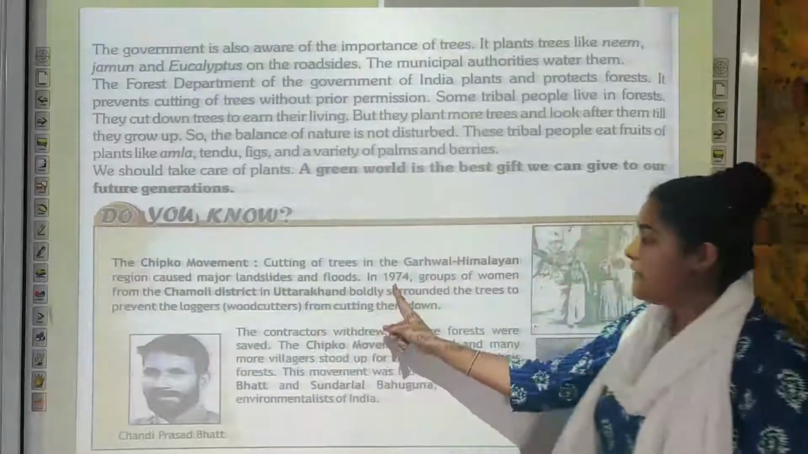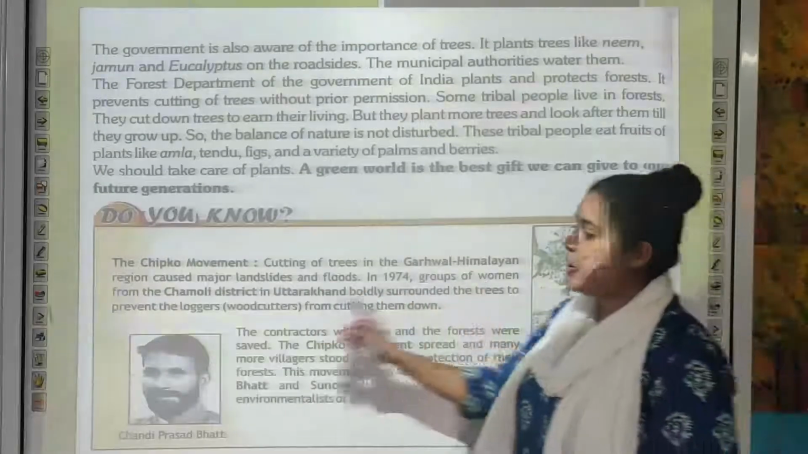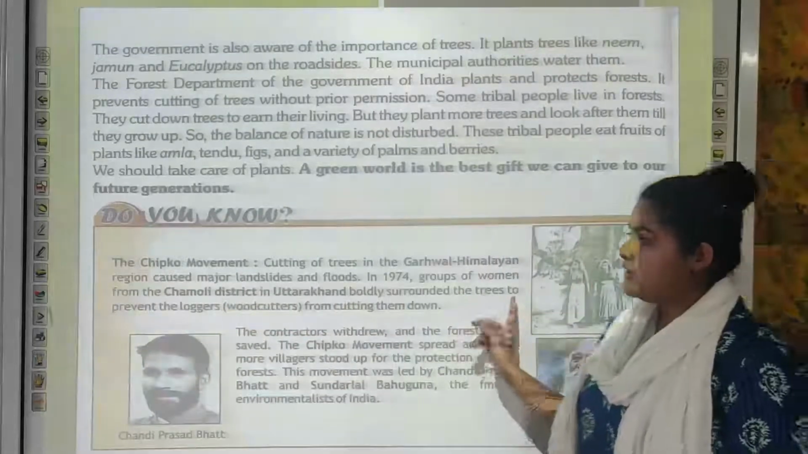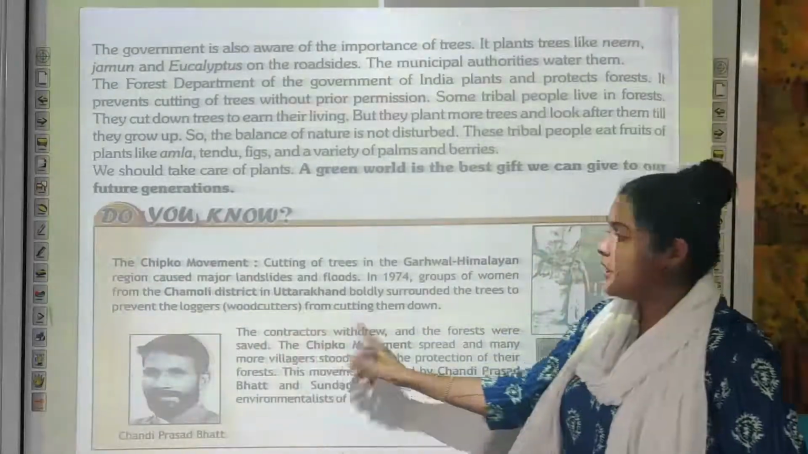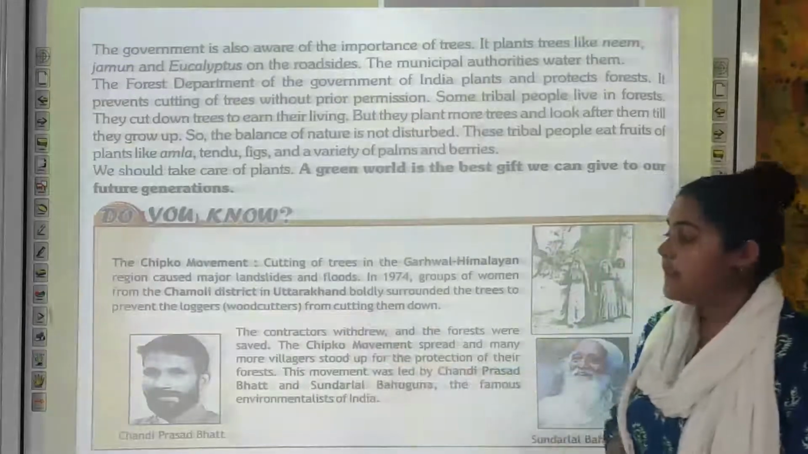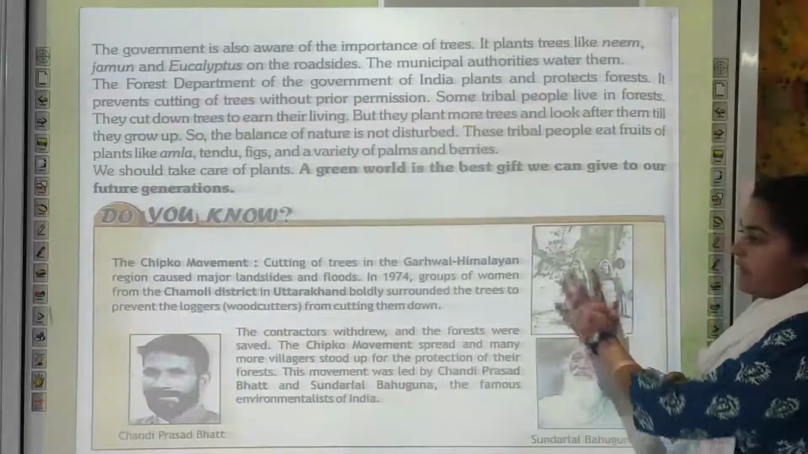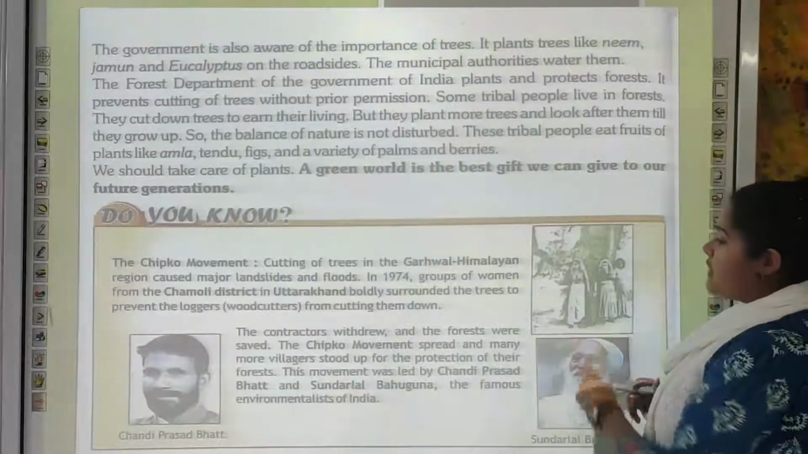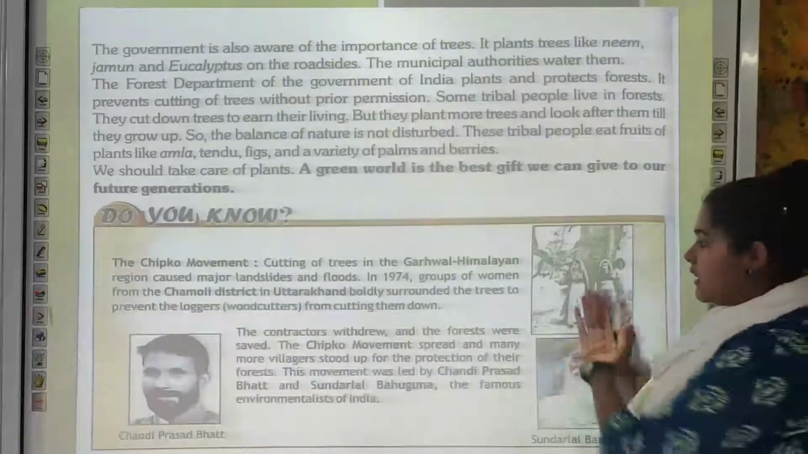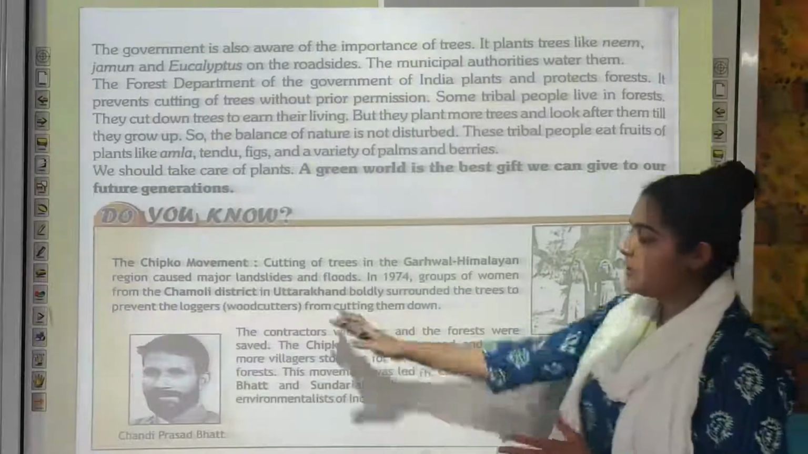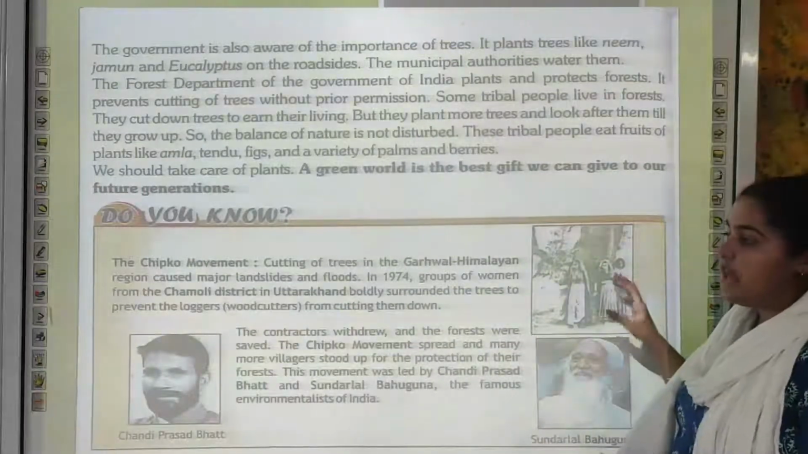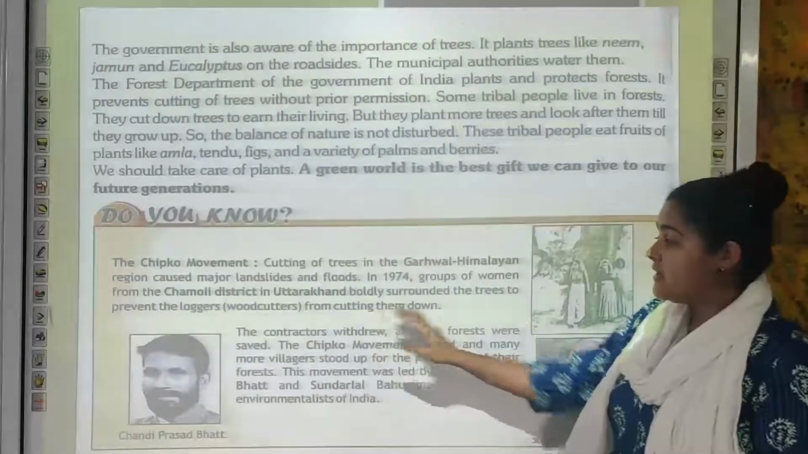In 1974, a group of women from the Chamoli district in Uttarakhand boldly surrounded the trees to prevent the loggers or woodcutters from cutting them down. These women, living in that village in the Chamoli district, collectively surrounded the complete tree so that the woodcutter could not cut it.